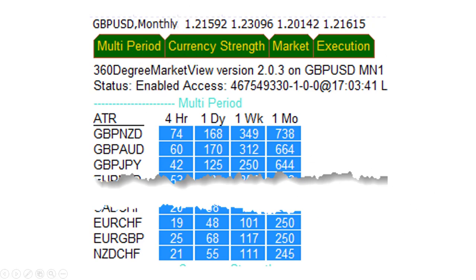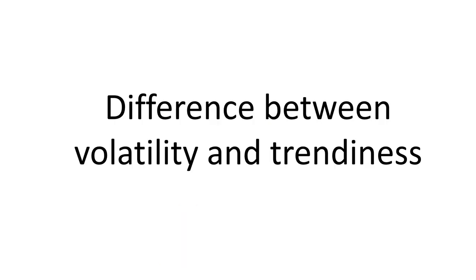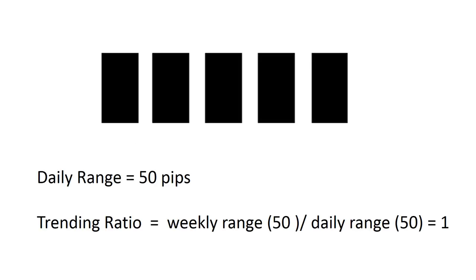But before we get there, and by the way, this information comes from the 360-degree market view indicator that we have. It runs as an EA, and I'll talk about it in a little bit more detail later, but it provides amazing information regarding currencies. Now, there's a big difference between volatility and trendiness. And trendiness is a word that I made up. And I'm going to show you a few examples to make you appreciate the difference.